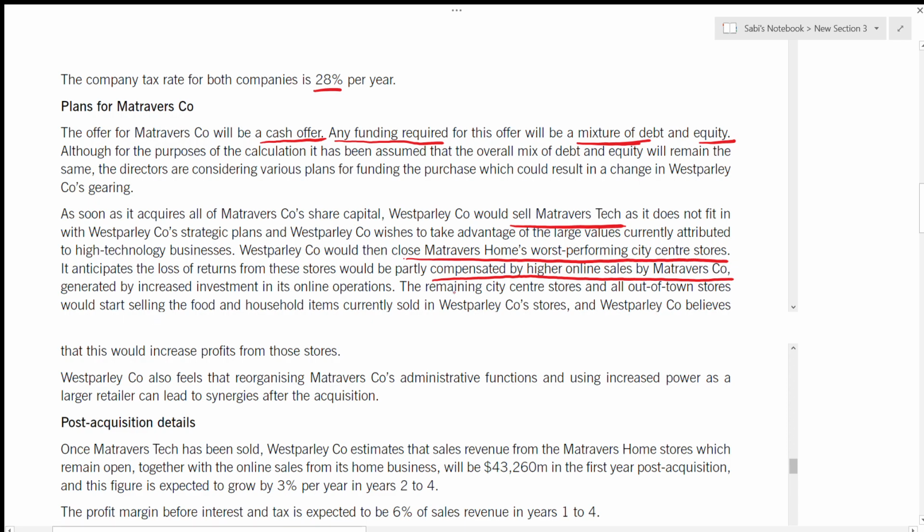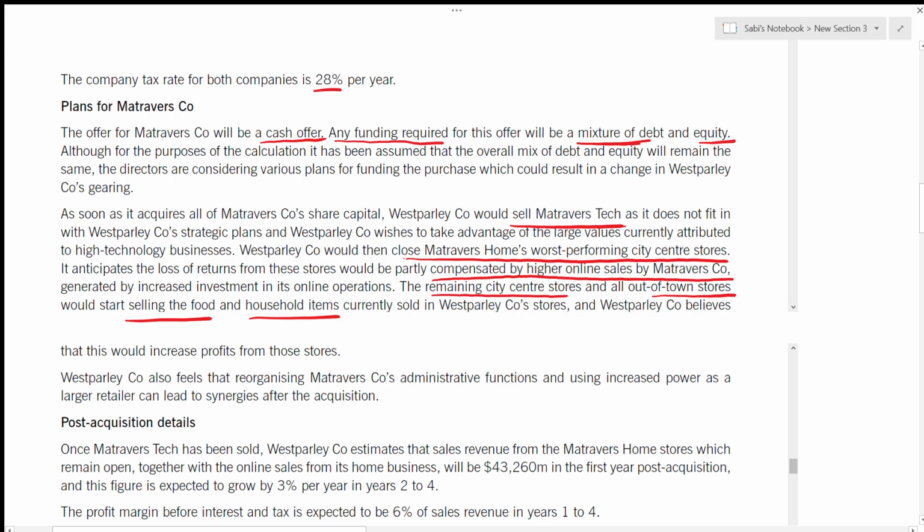So the remaining city center stores and out of town stores will sell food and household items currently sold in Westphal stores. Today they are being sold in Westphal stores, but in the future after takeover they'll be sold in the Matt Raver city centers and out of town stores. They'll sell off the worst performing ones, but the good performing ones they will retain, and then they will sell their food and household items in those stores. Okay, and Westphal believes that this would increase profits from those stores.